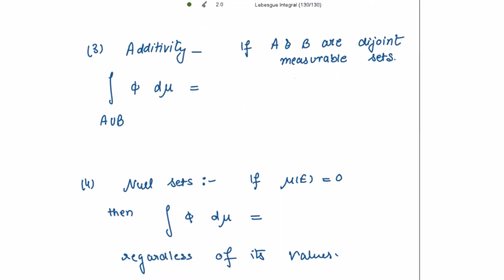Then is the additivity. If a and b are disjoint measurable sets, then integration of phi d mu over a union b will be equal to the integration of phi over a plus the integration of phi over b. Then for the null sets, if measure of E is 0, then integration of phi over E will be equal to 0 regardless of its values, right?